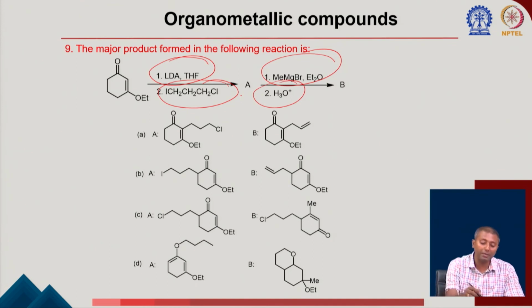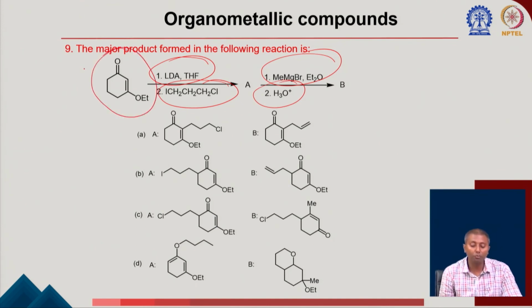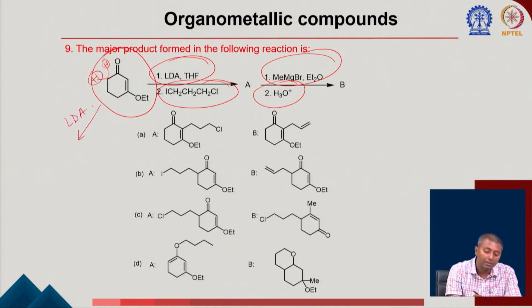If you look into this particular compound, which proton will be the acidic proton if you give a base? Of course this side of the carbonyl will have a double bond, so the protons next to the carbonyl will be the acidic protons. One of them will be abstracted once you give LDA. So we can understand, if you give LDA, this is going to form this corresponding enolate.